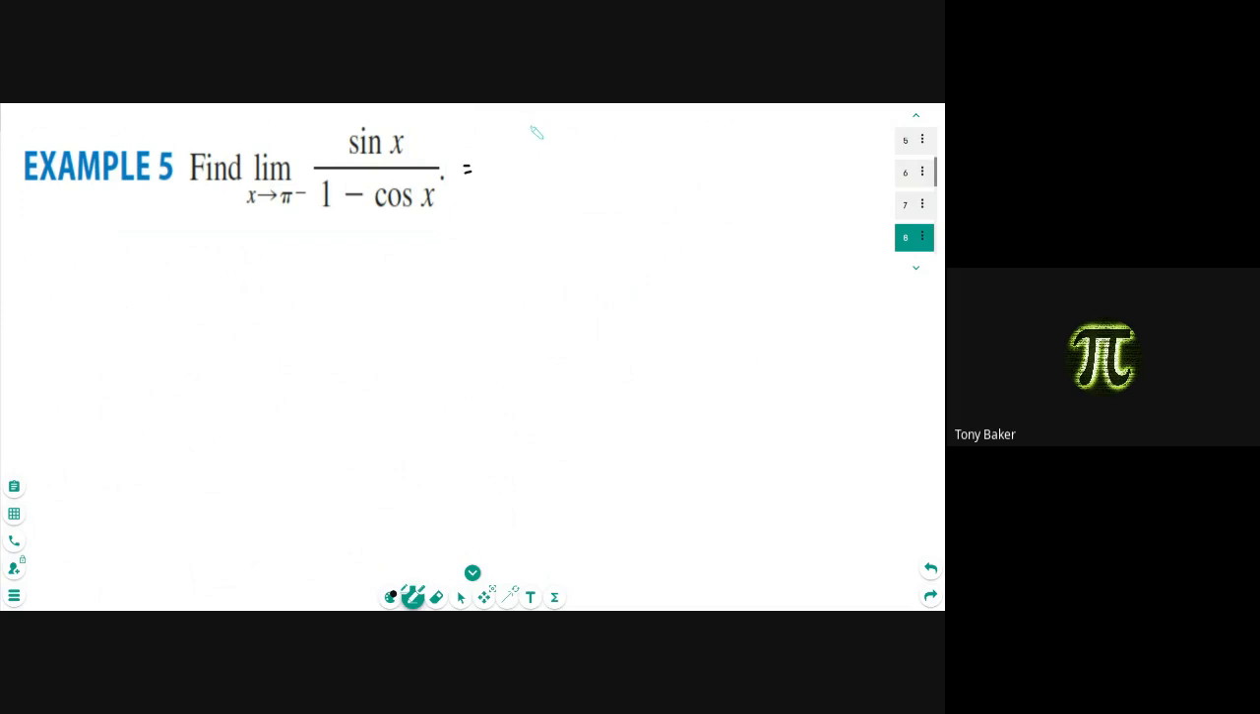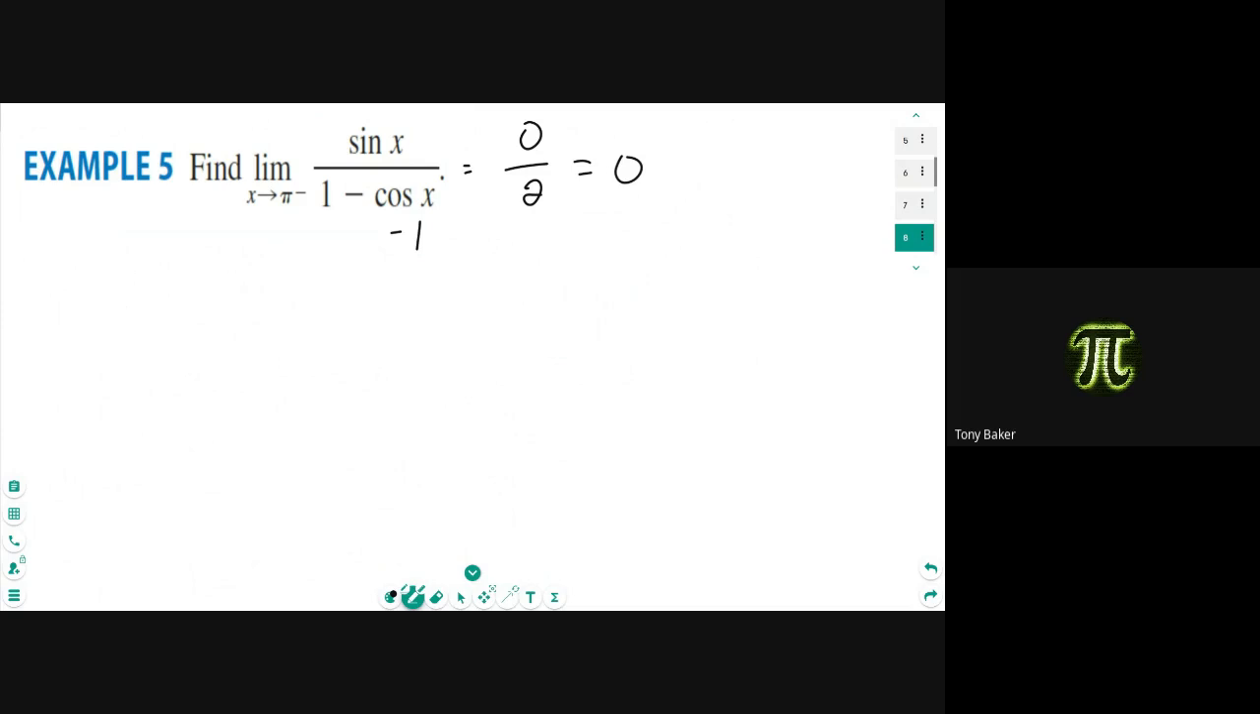Sine of pi is 0. And cosine of pi is -1. Which is 0. Because it goes 1, 0, -1, 0, +1 for cosine.